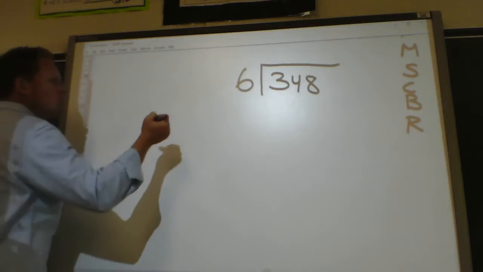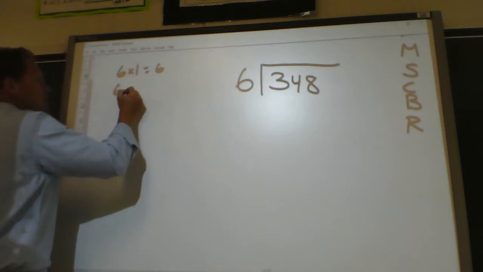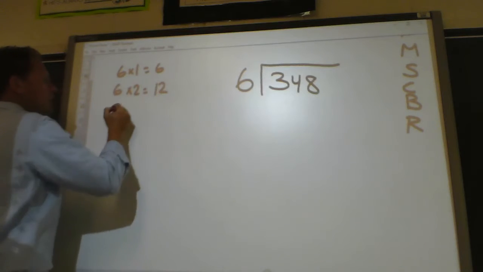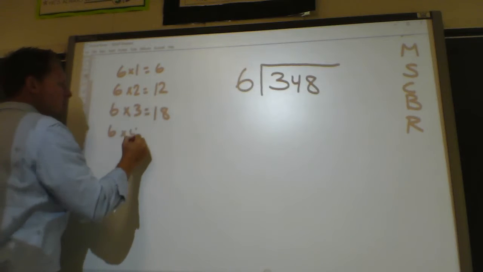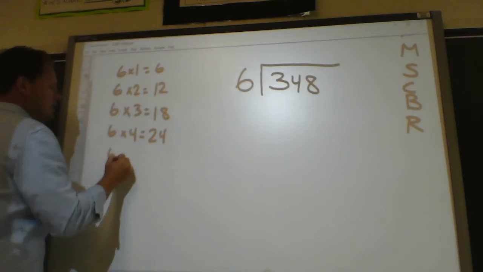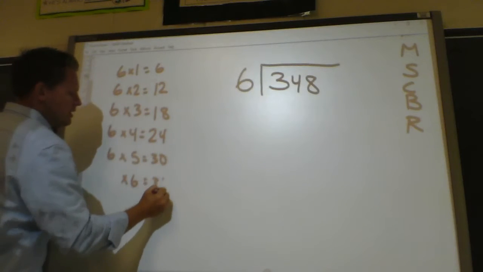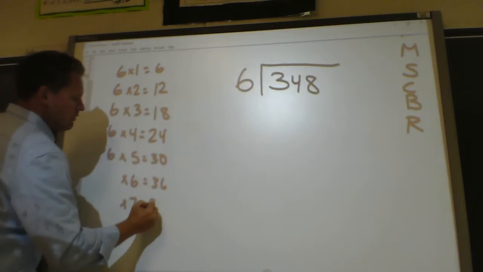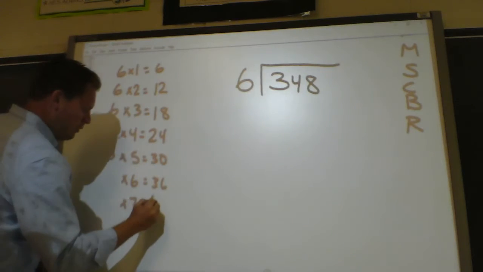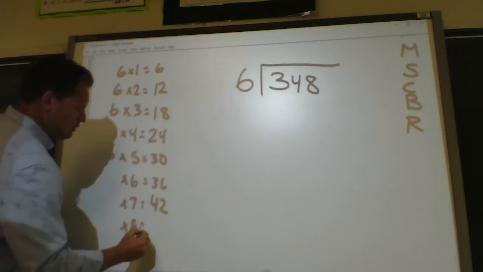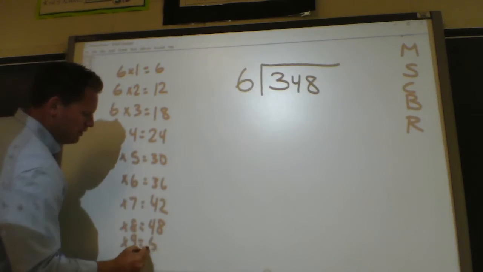Over on the side, before you even get started, 6 times 1 equals 6. 6 times 2 equals 12. 6 times 3 equals 18. 6 times 4 equals 24. 6 times 5 equals 30. Times 6 equals 36. Times 7 equals... Mr. Meyer makes mistakes. Look at that. 42. Times 8 equals 48. And times 9 equals 54.